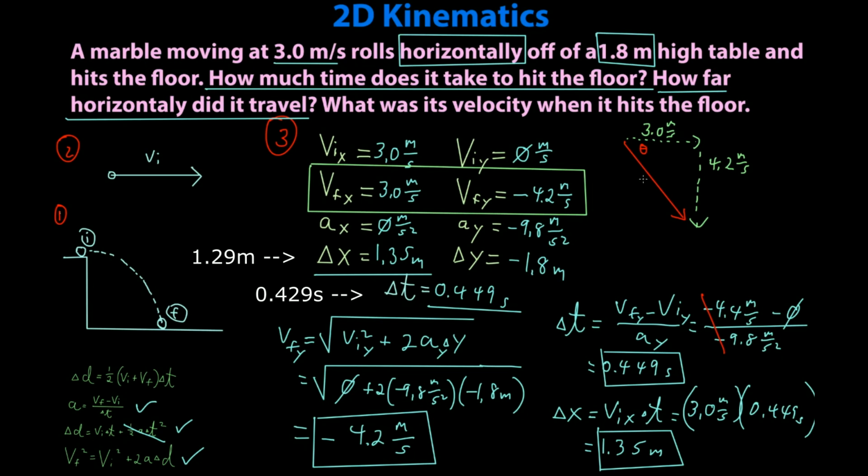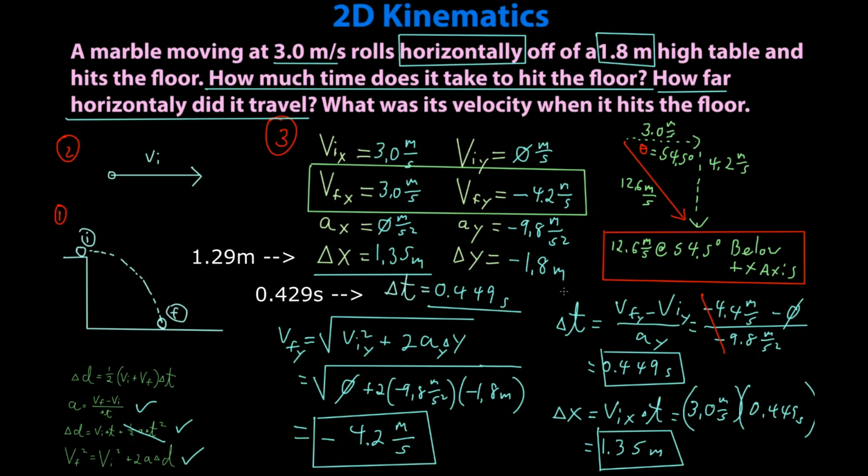So using Pythagorean's theorem, this vector here is 12.6 meters per second. In order to find theta, I will do inverse tangent of 4.2 divided by 3, which will give me 54.5 degrees, which means the final velocity of this marble will be 12.6 meters per second at 54.5 degrees below the positive x-axis. This is the final velocity of the marble. This is the time it took to hit the ground. And this is how far it moved on the horizontal before it hit the ground. Combining the final velocities is my fourth step.